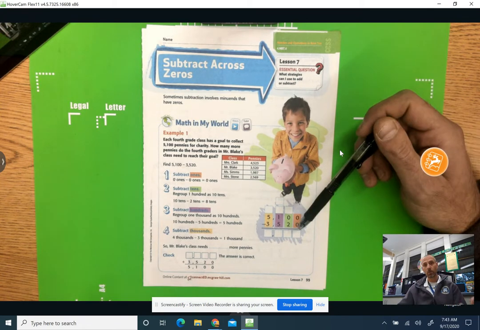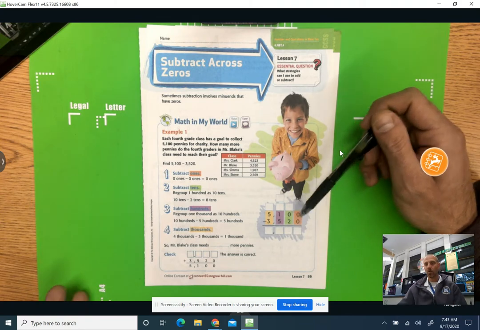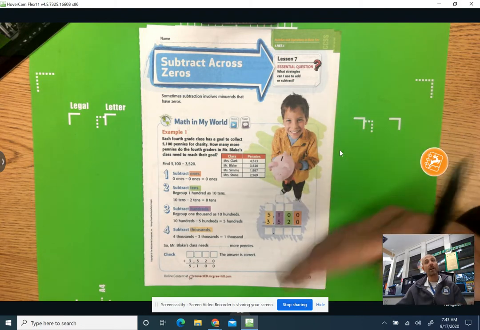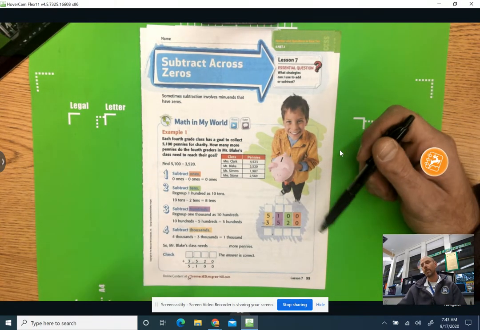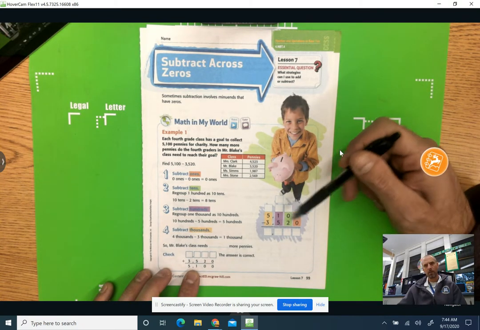And so, of course, if we got a zero on top and any other digit on the bottom, we're going to have to regroup, or as we call it in subtraction, we are going to have to borrow from the next largest place value position. And so when we do it across zeros, it can be kind of tricky.